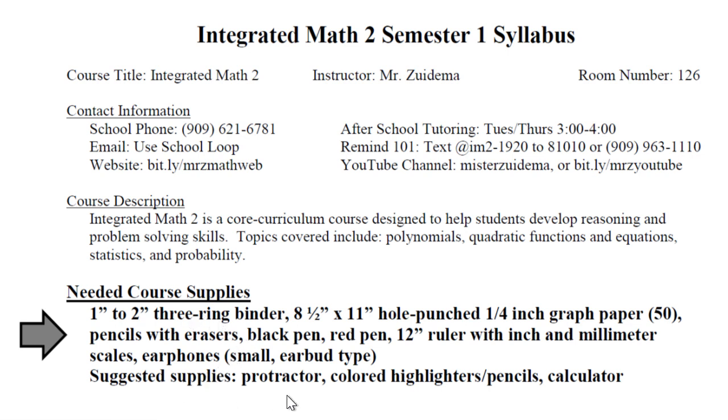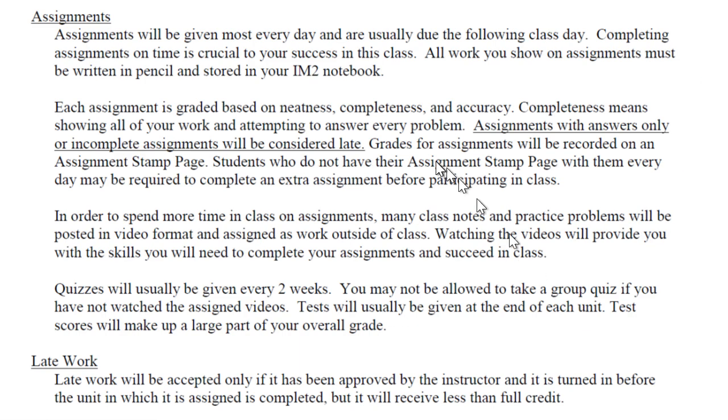Suggested supplies: protractor, colored highlighters or pencils, and a calculator. Those are up to you if you want them or not. I'll let you know I will always have a class set of calculators that you can use when you're in the classroom. Important that you know that you are doing your assignments. Always your work will be in pencil, please, and stored in your 3-ring binder. Anything I hand out to you will be 3-hole punched, so it won't take much work for you to stay organized, so please do that. The rest of these you can read on your own.